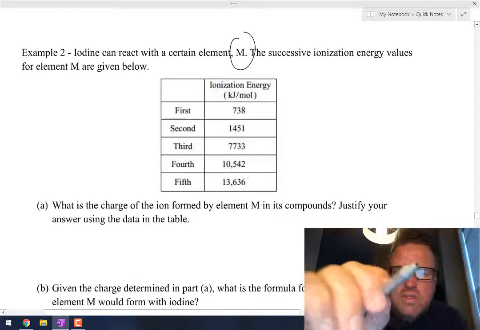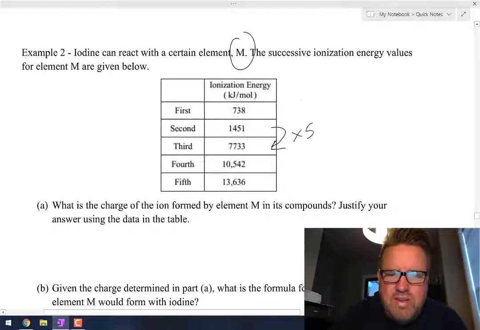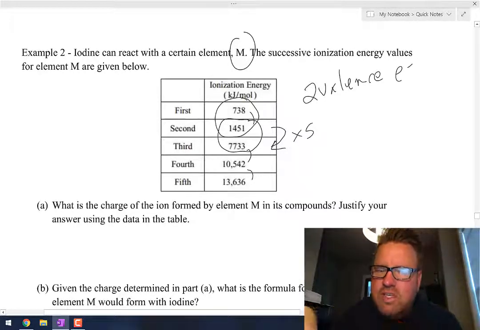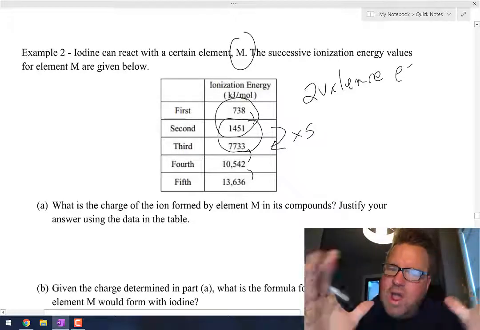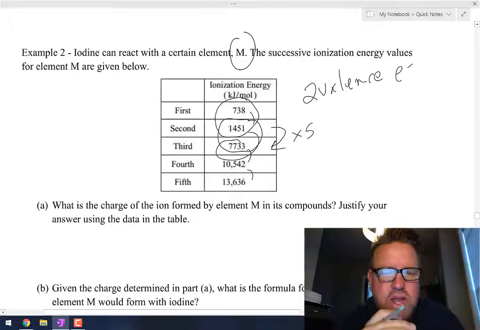So we're looking for where you see the biggest jump. To me, the biggest jump happens right here. You're going up by 5 times roughly. Here you're doubling. Here you're going up, not even doubling. Here you're not doubling. But here, absolutely that jump right there. So that tells me that this atom has 2 valence electrons, because the first and the second are fairly easy to remove. So that means 2 of them are on the outer shell. But then that third one, that's when you're getting into the much more challenging ones.